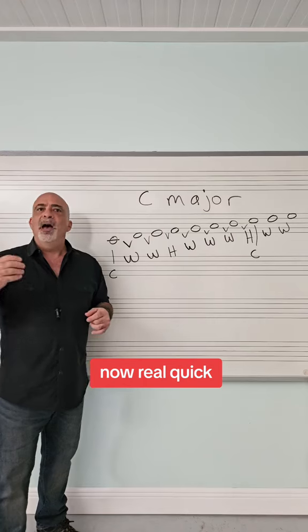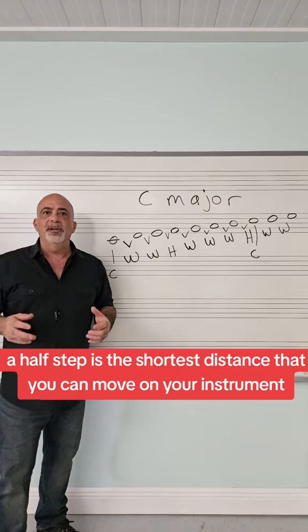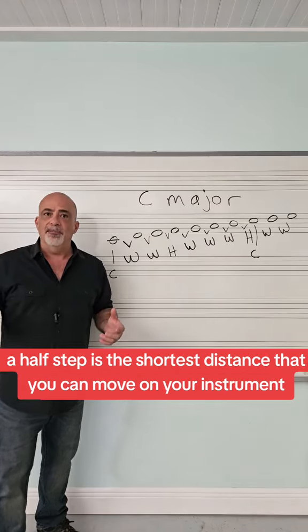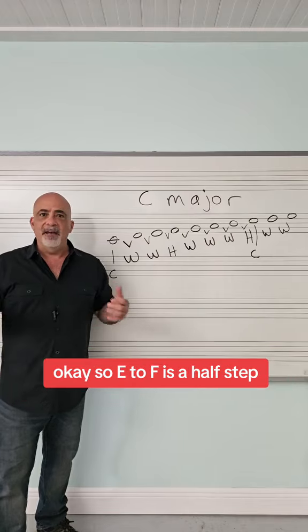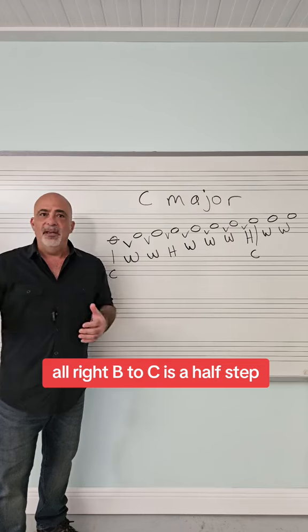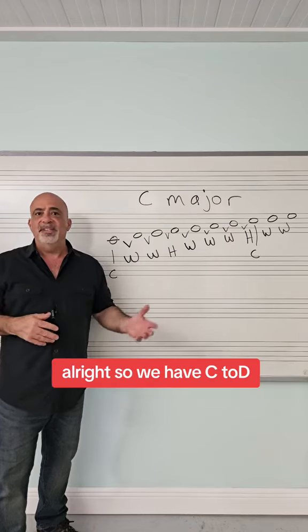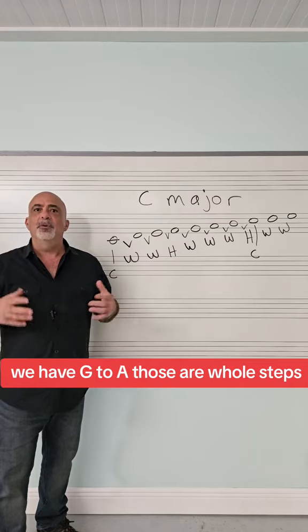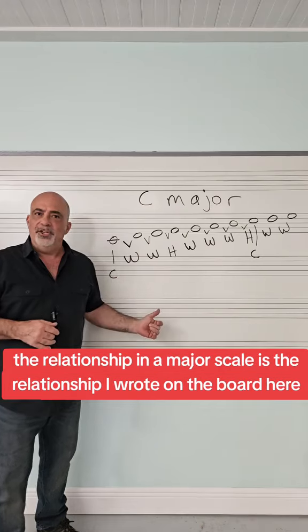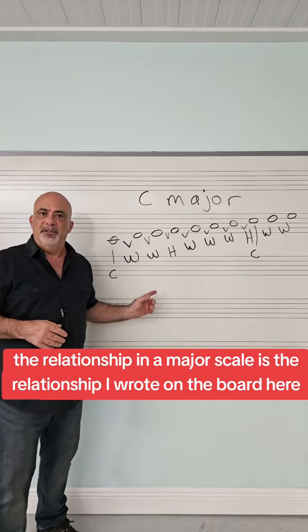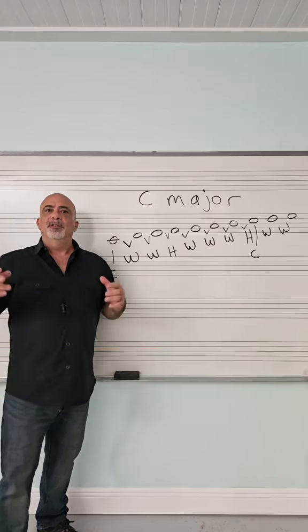Now, real quick, a half step is the shortest distance that you can move on your instrument. Okay, so E to F is a half step. All right, B to C is a half step. A whole step is just two half steps. So we have C to D, we have G to A. Those are whole steps. So the relationship in a major scale is the relationship I wrote on the board here.